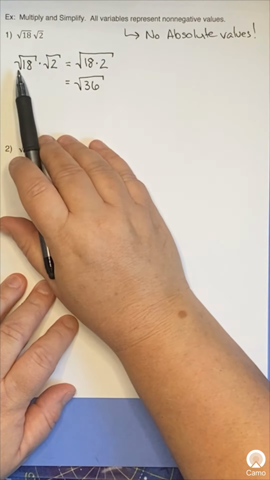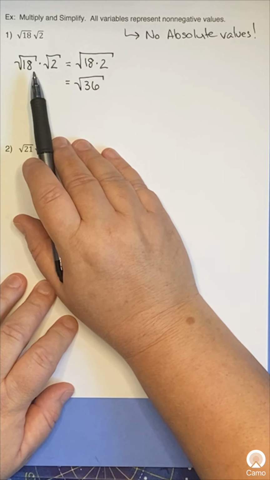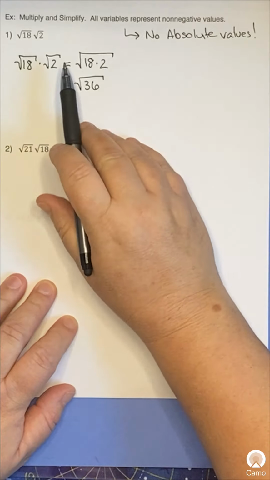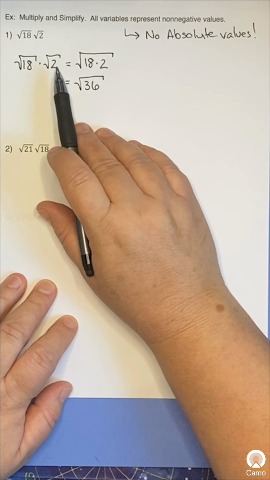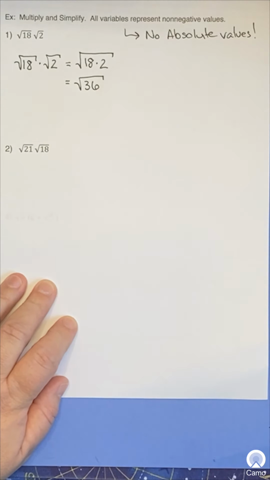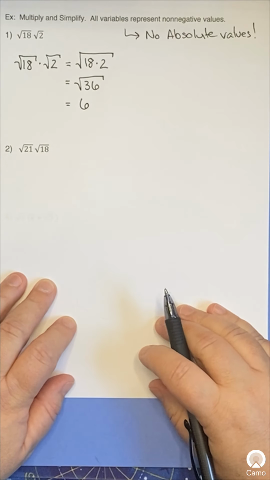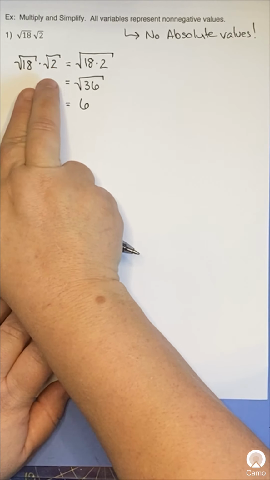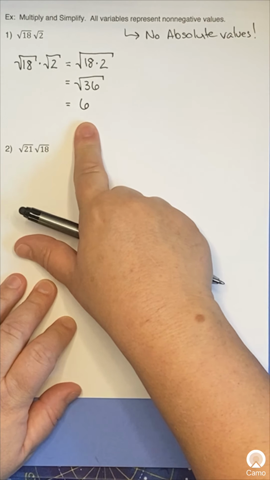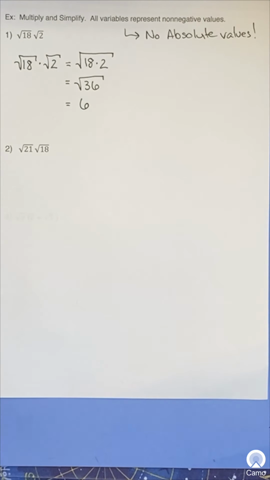Well, here's the thing. I don't actually know off the top of my head what the square root of 18 is. I know it's 4 point something, but it's not an even whole number. And the same thing with radical 2. However, for the principal square root of 36, or radical 36, I know what that is. That's 6. So sometimes combining the two radicals together and then simplifying, we can come up with the exact answer in a much easier way than if we had tried to deal with these two separately.